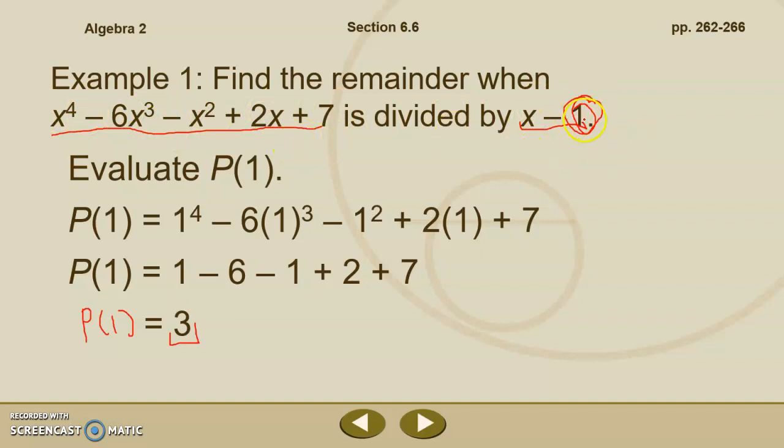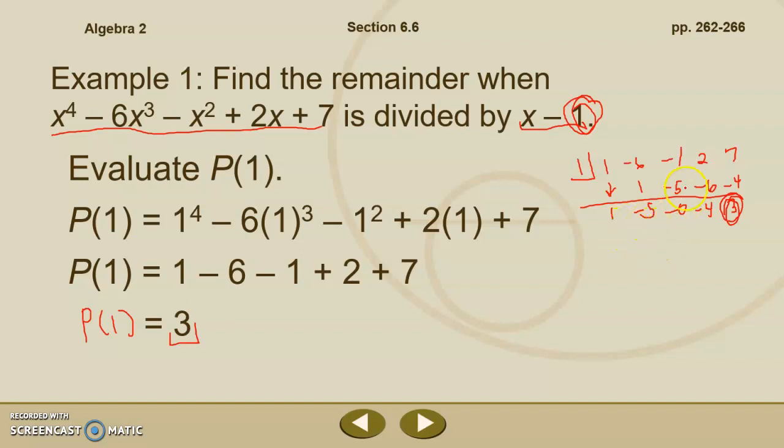I'm going to prove it to you really quickly. All right, we're going to divide by 1. And using synthetic division, we have x to the 4th, x cubed, x squared, x, and our constant term. We're going to bring down, multiply, 1 times 1 is 1, and add. Negative 6 plus 1 is negative 5. Multiply, 1 times negative 5 is negative 5, and add negative 6. 1 times negative 6 is negative 6. 2 plus negative 6 is negative 4. 1 times negative 4 is negative 4. And 7 minus 4 is 3. So you can see our remainder is 3.